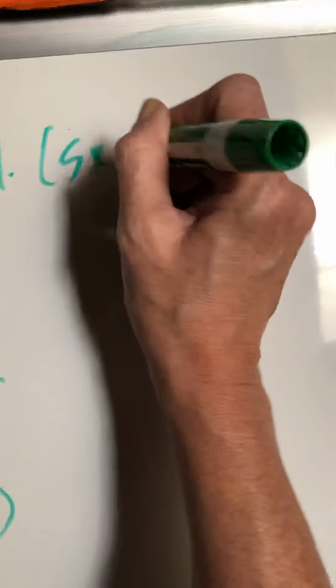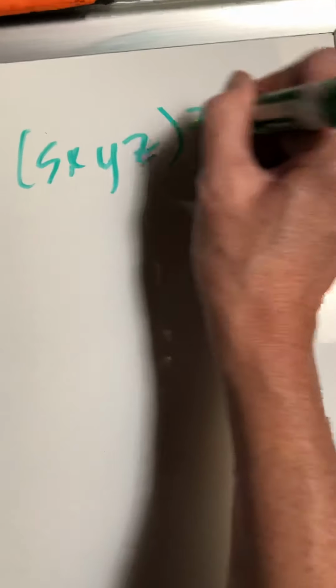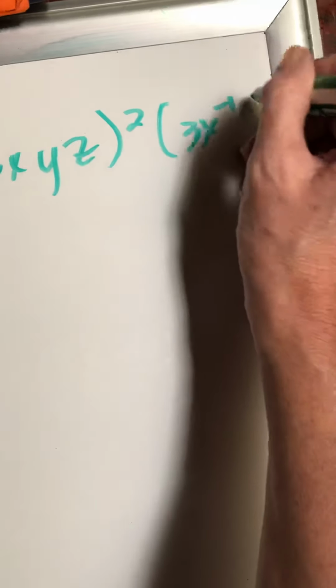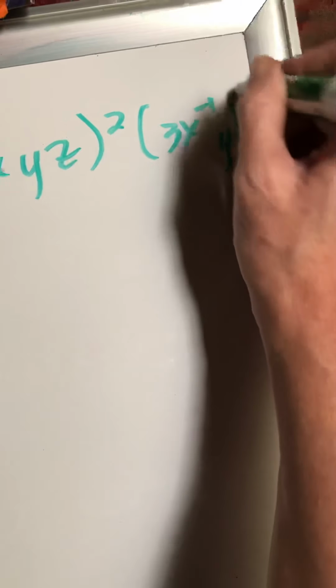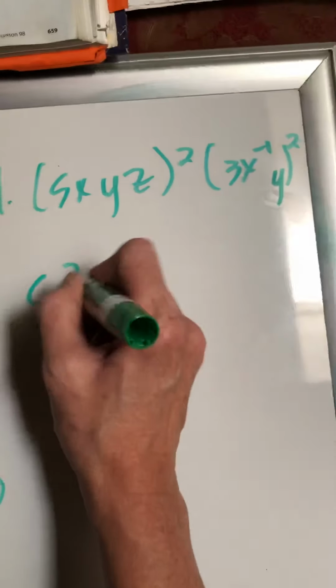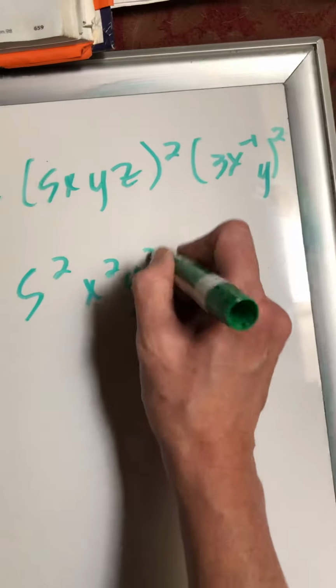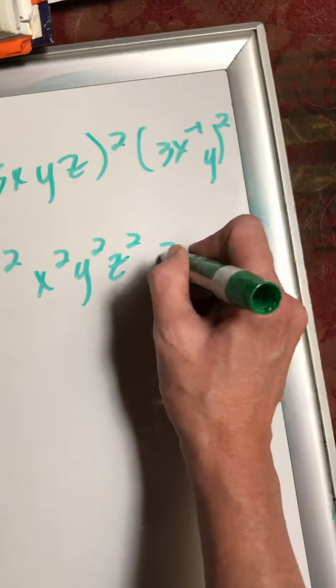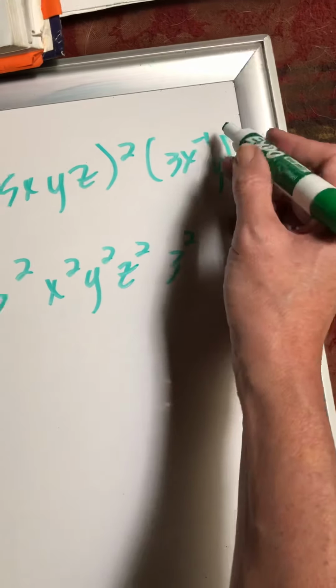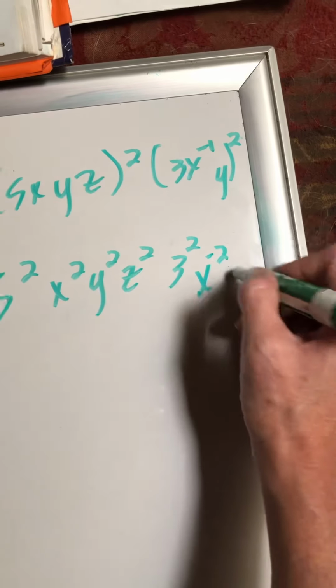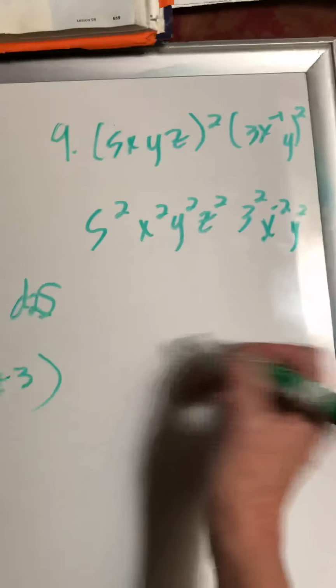Number 9, the only thing I want to caution you on is make sure that the squared goes to everything. Make sure you square the 5, you square the x, you square the y, you square the z. Make sure you square the 3 here, that you square x to the negative first, which would be x to the negative second, and that you square y. You can finish it from there.